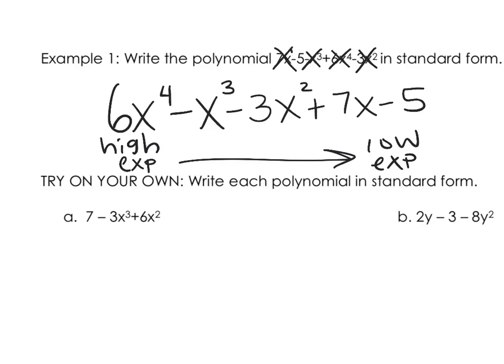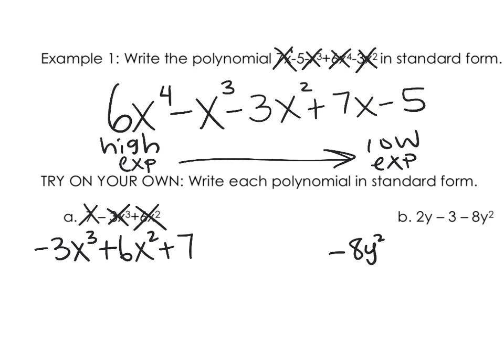Okay, now that you've gone over them, let's put it in standard form together. The first one should have been negative 3x to the 3rd. That was the highest exponent. And then next should have been positive 6x squared. And then a positive 7. So I'm going to put plus 7. On B, you should have had negative 8y squared first. And then a positive 2y. And then a minus 3.